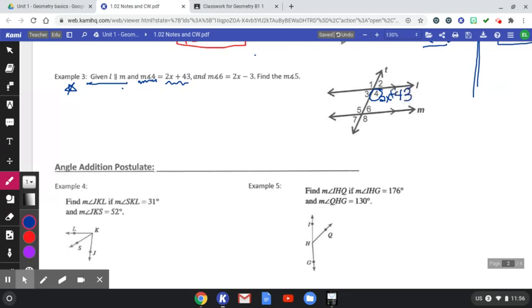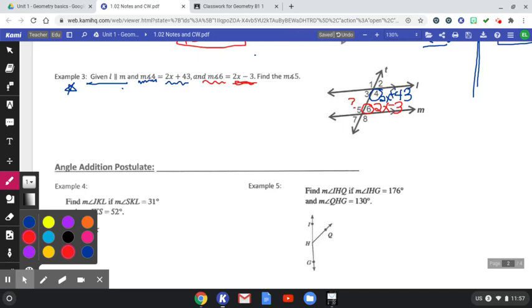There it goes. And to continue, the measure of angle 6 is represented by the expression 2x minus 3. So there's angle 6. That's 2x minus 3. Find the measure of angle 5. So I'm going to put a question mark next to angle 5.